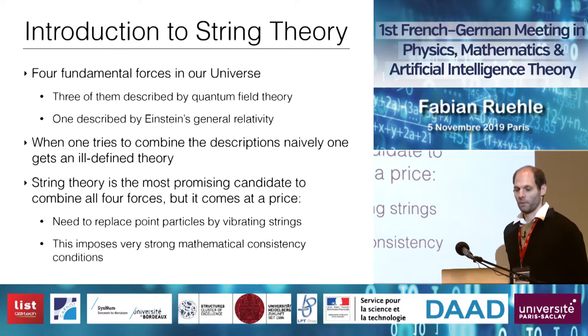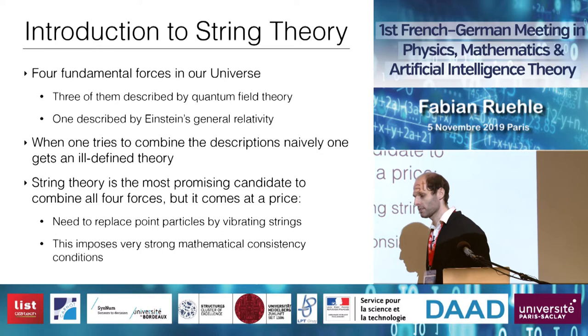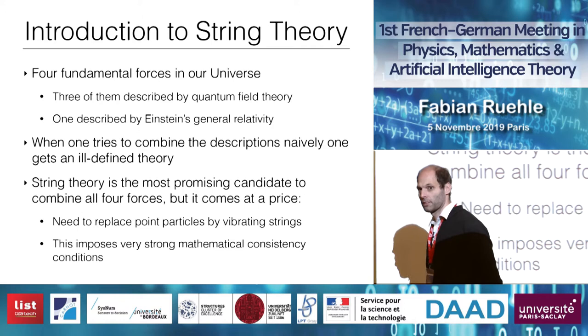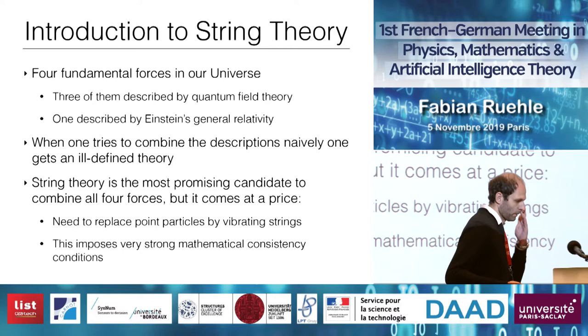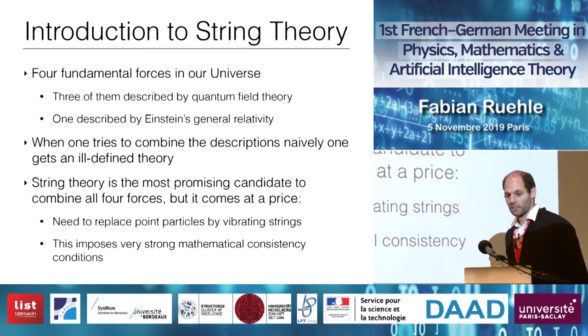So you do something which sounds very innocent. You take your particles and you say, okay, I assume they are not point particles, but they are stretched out strings. And these are tiny strings, they start to vibrate. The pattern in which they vibrate tells you whether you get an electron or a proton or a quark or whatever. But you need to do this in a very, very careful way.